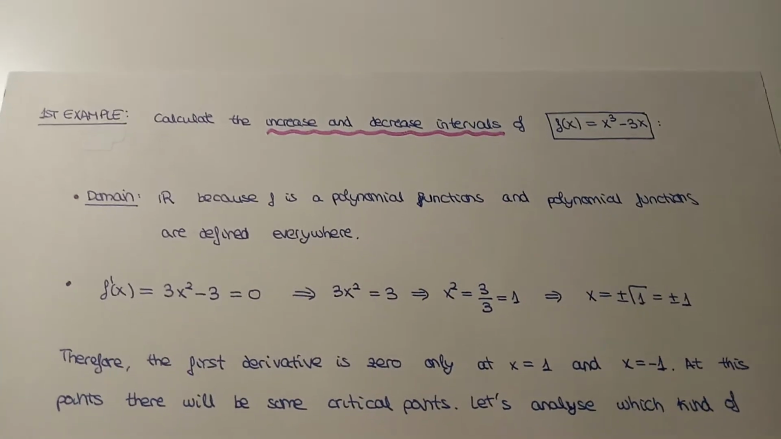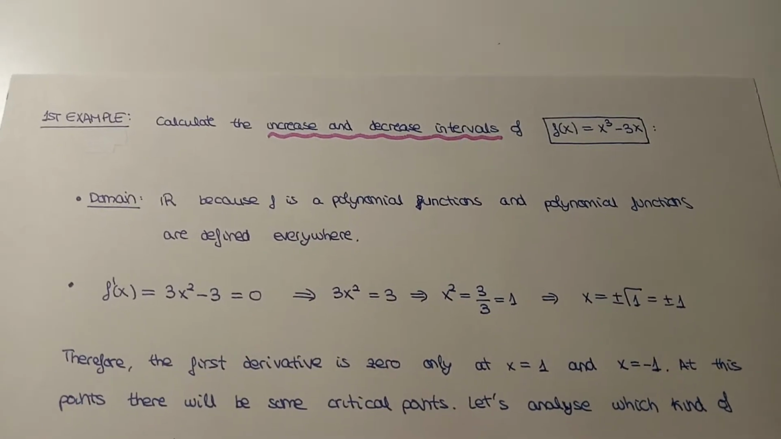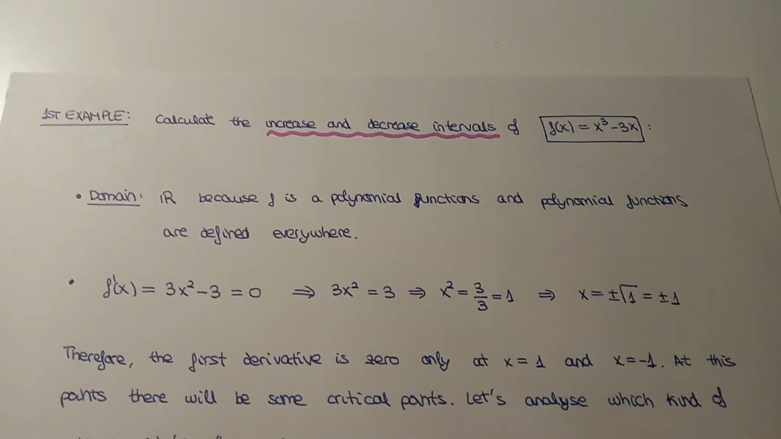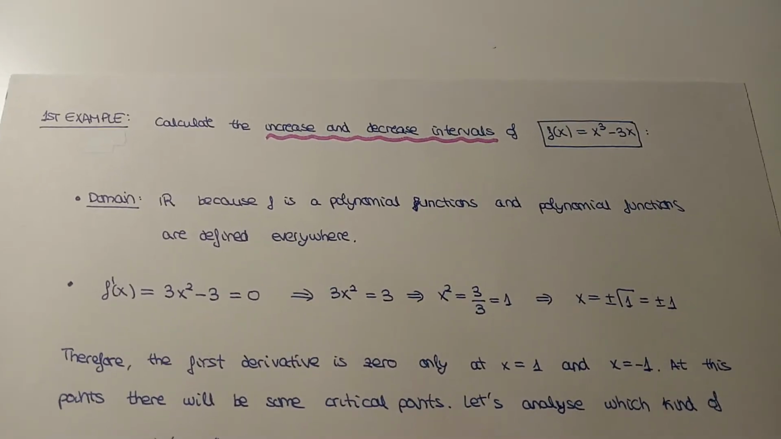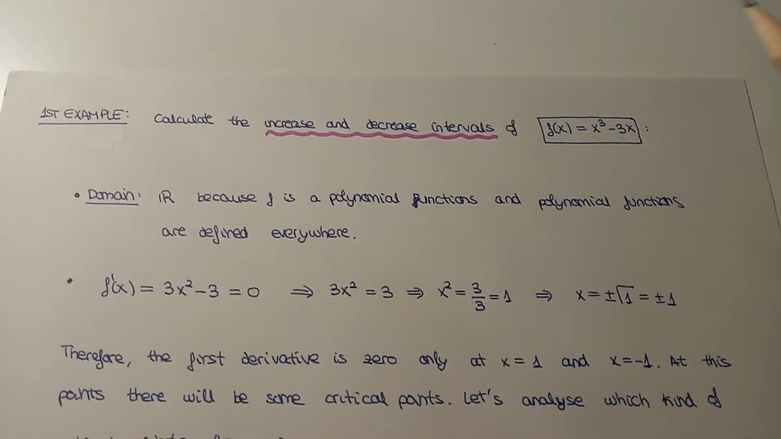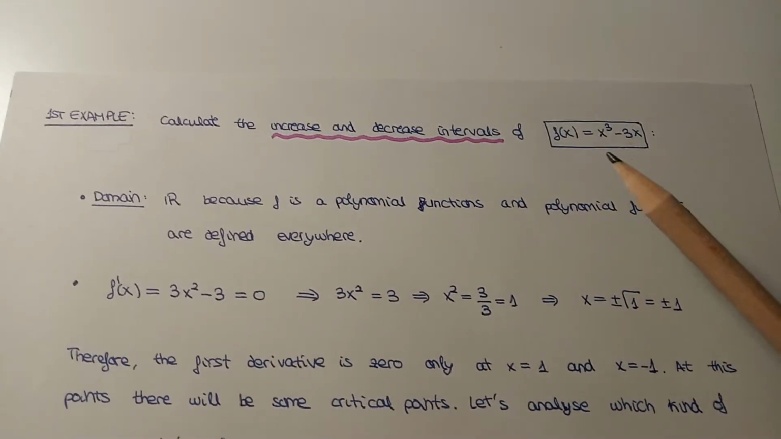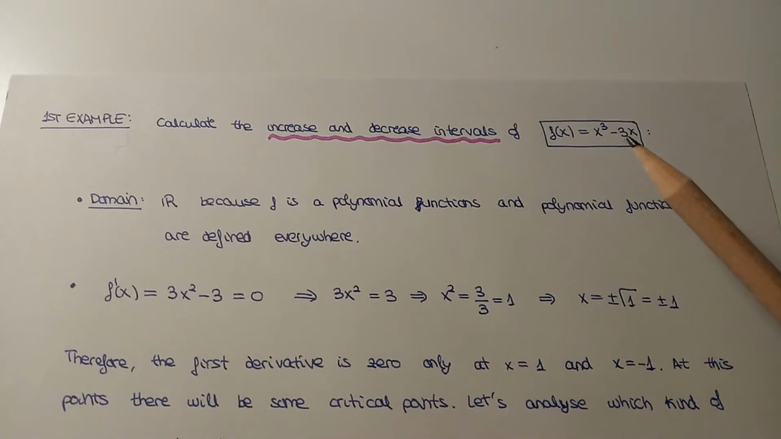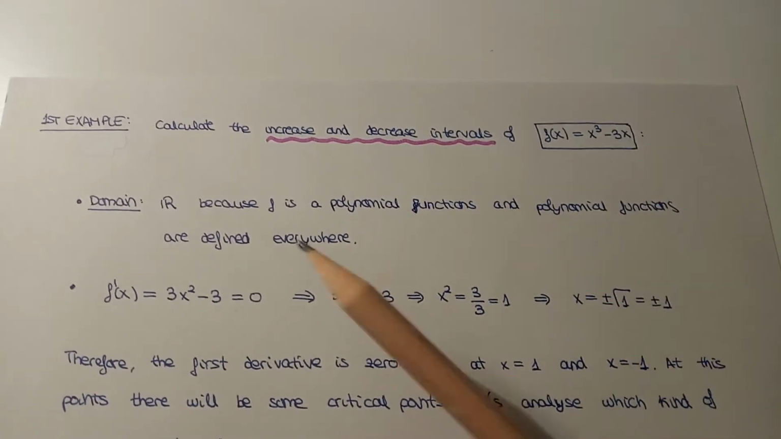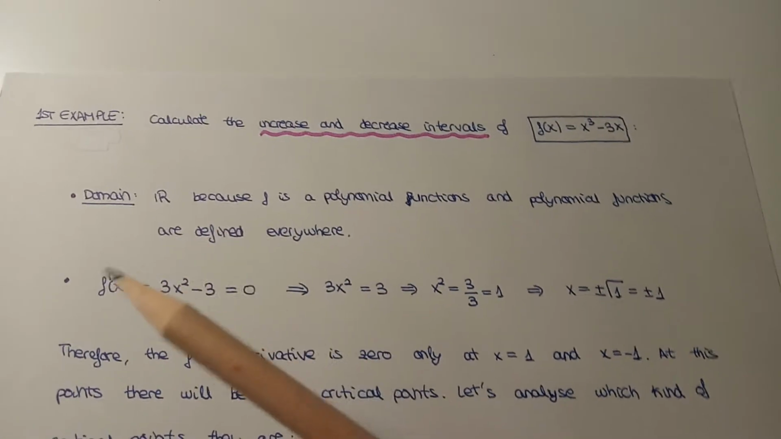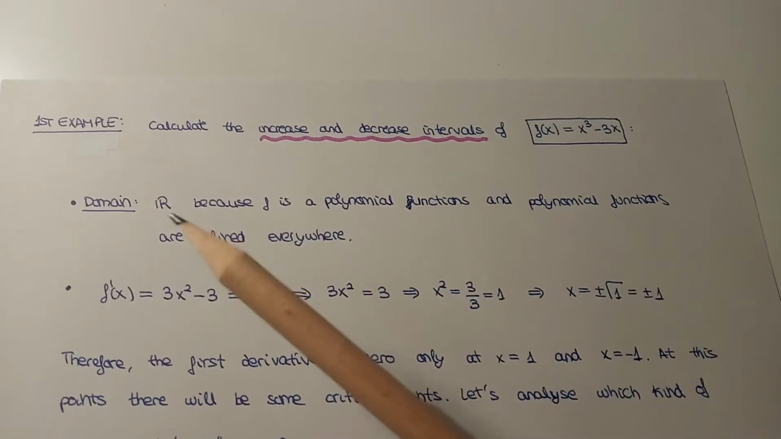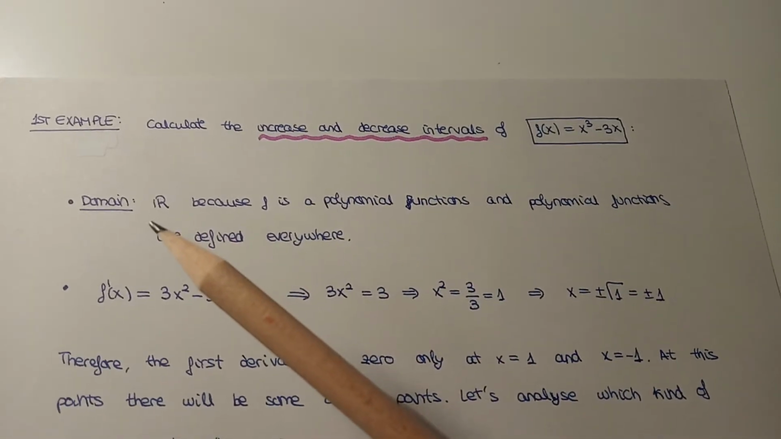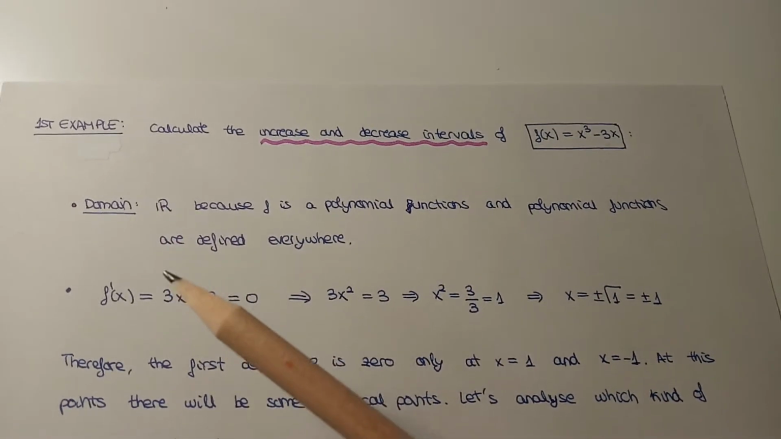Hello, with this example I'm going to explain how we calculate increase and decrease intervals of a real function. In this case the function is x cubed minus 3x. The first thing is always analyzing the domain, even if it doesn't ask, because we first of all need to know where the function is defined.